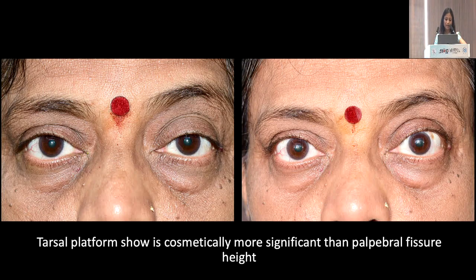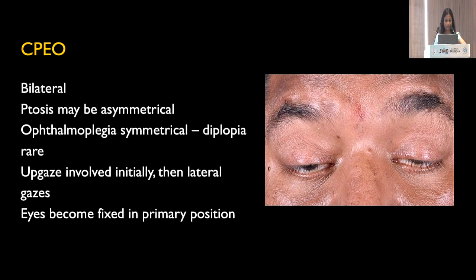Tarsal platform show, I'll just quickly finish. Tarsal platform show is cosmetically more significant than the actual palpebral fissure height, as we can see in this patient, because even though we corrected the ptosis on the left side, you can see that there is still an increased tarsal platform show on the left side, which the patient was concerned about, and it made her feel that the ptosis was not adequately corrected, even though the palpebral fissure height is exactly the same on both sides post-surgery.